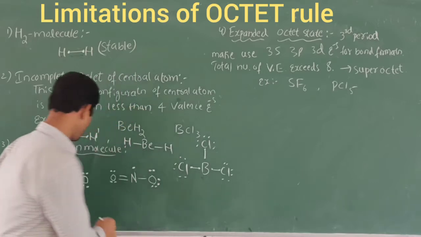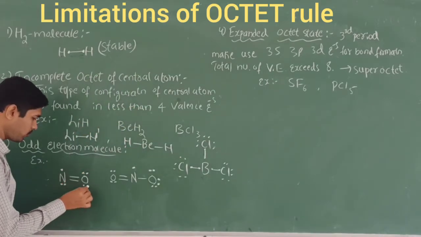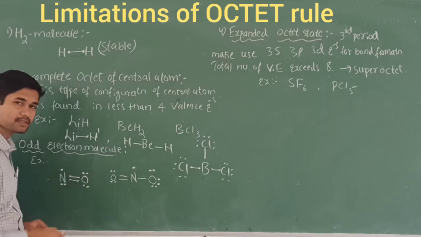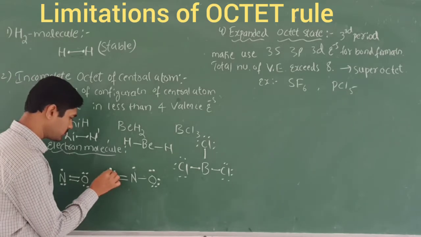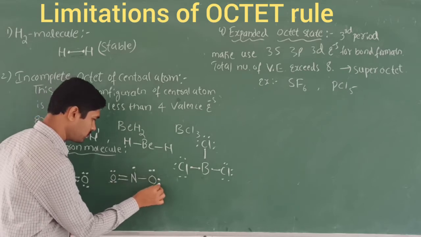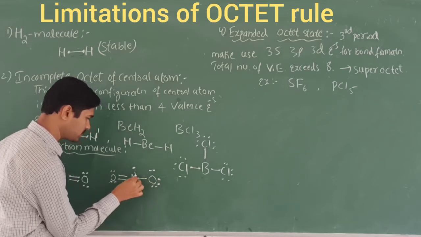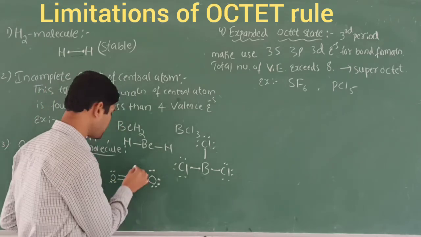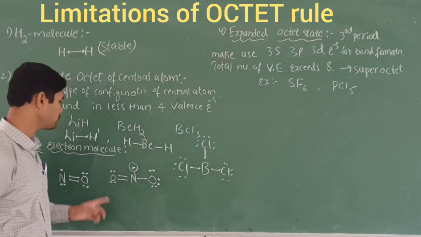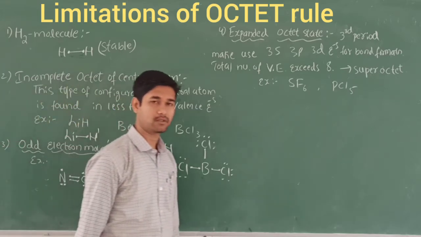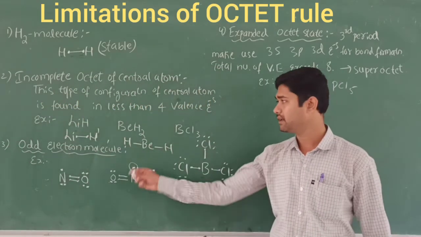And look at this one. This oxygen is completely octet: 2, 4, 6, 8. What about this nitrogen? 2, 4, 6, 7. So 7 is incomplete. This oxygen 2, 4, 6, 8, this oxygen 2, 4, 6, 8, but this nitrogen 2, 4, 6, 7. So that is called incomplete. This makes it an odd electron molecule. This comes under this category, because the nitrogen is not going to satisfy the octet here.